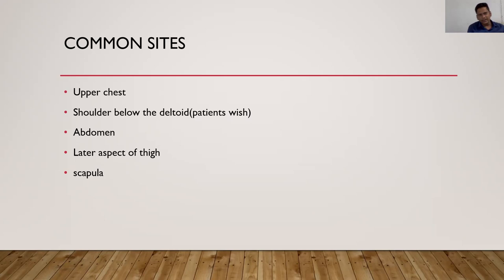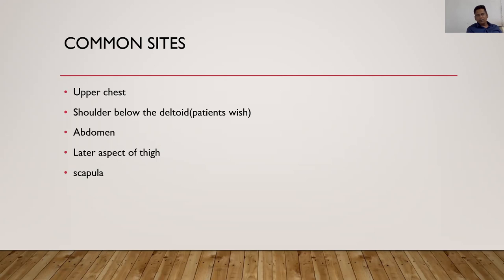Number one is the upper chest. Number two is the shoulder, below the deltoid. Most of our patients I see are more scared and worried about that. Frankly to say, except the people in palliative care, none of the other professionals know more about the subcutaneous route. They feel that when you have an access of IV, why do you want to go for that? When you talk about that, we have a lot of benefits going with the subcutaneous route. I'm going to talk about that in the next few slides.